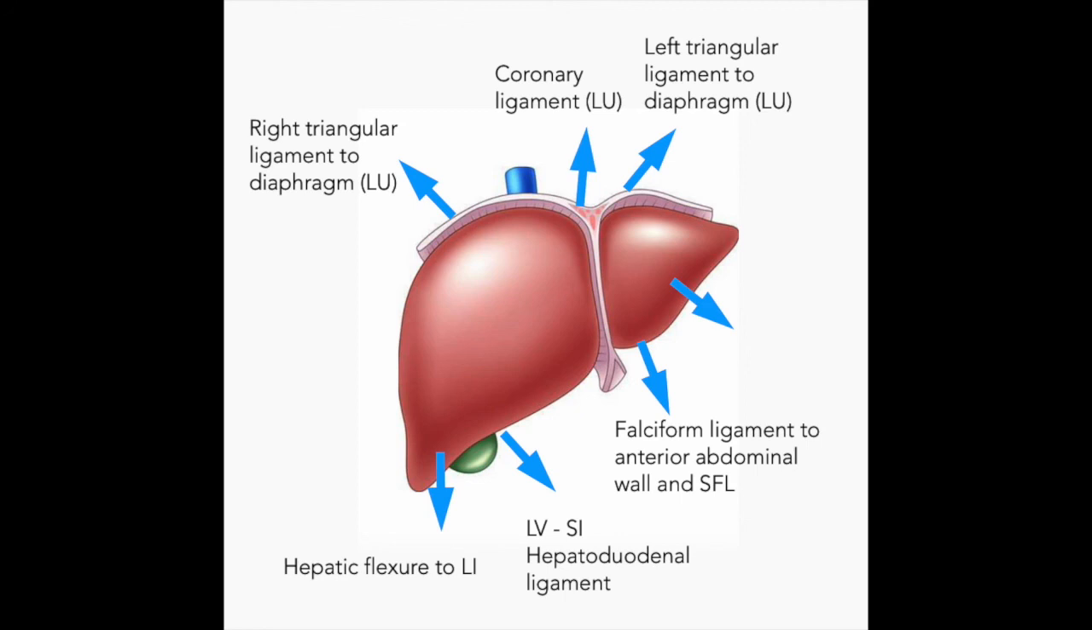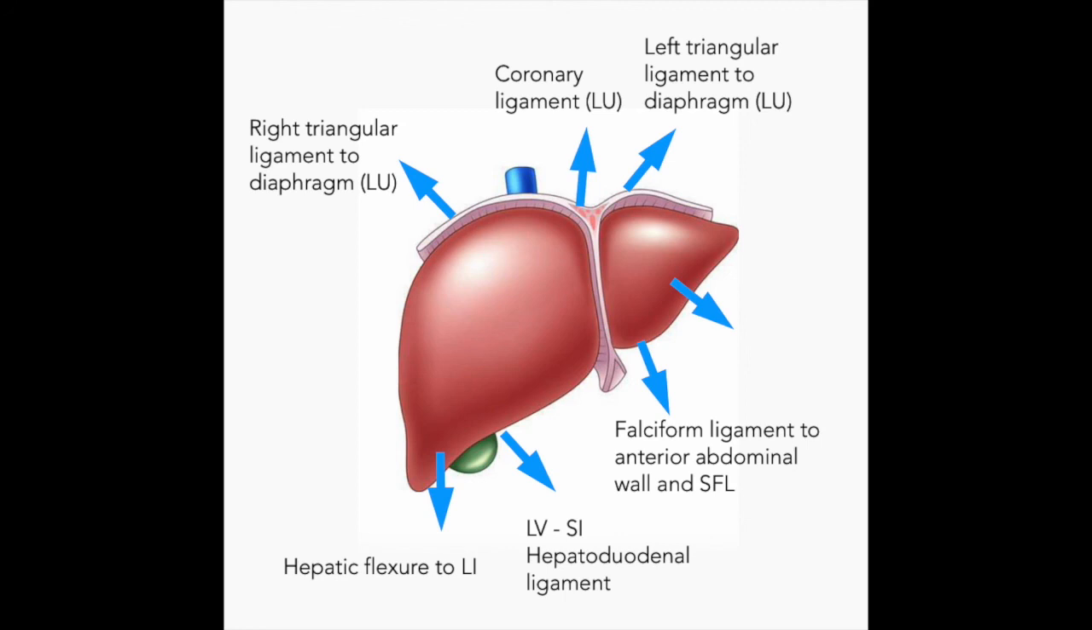Now, there's also some other interesting things here. If we look at these other blue arrows, at the bottom corner, we see the hepatic flexure to the large intestine. So when the large intestine comes up and then turns, there's a close relationship there between the liver and the large intestine. There is also what's called the hepatoduodenal ligament, which connects the liver and the small intestine. And so that's that system 4 connection between the liver and the small intestine.